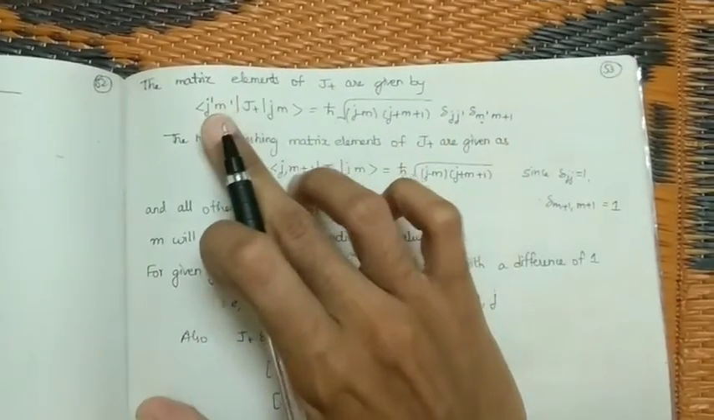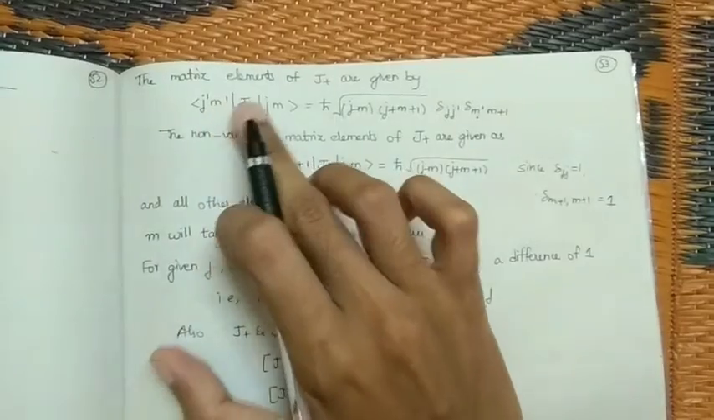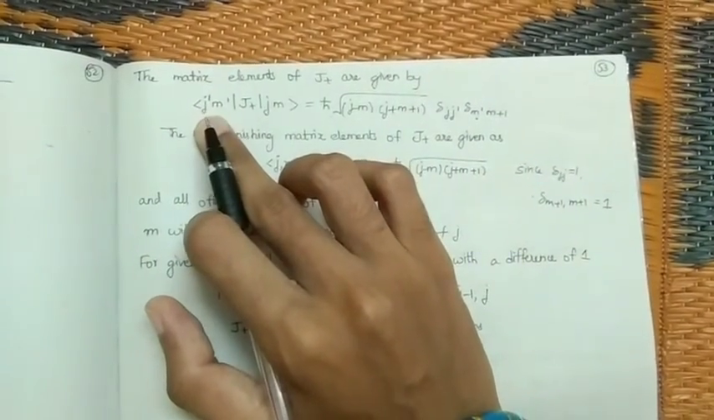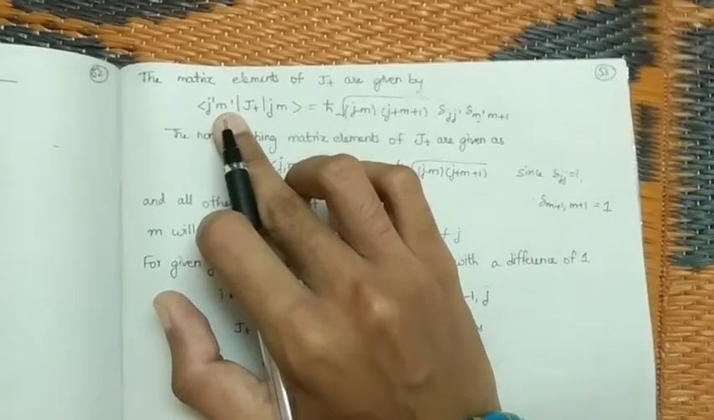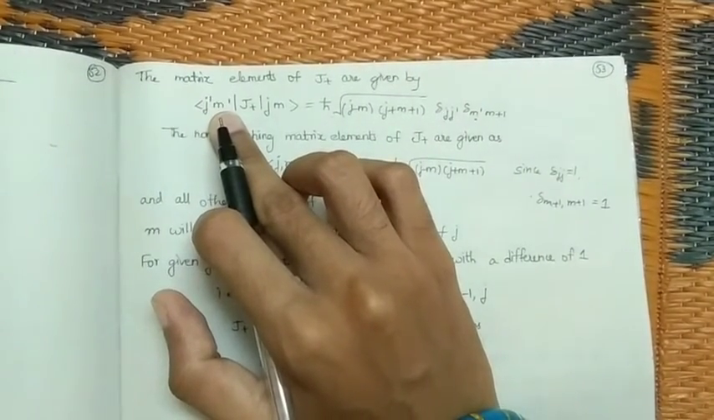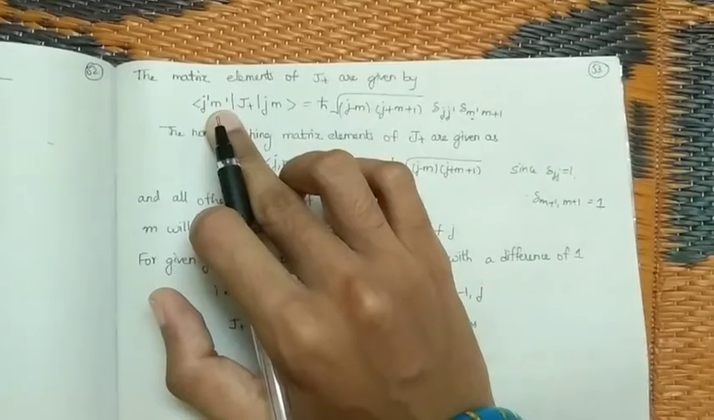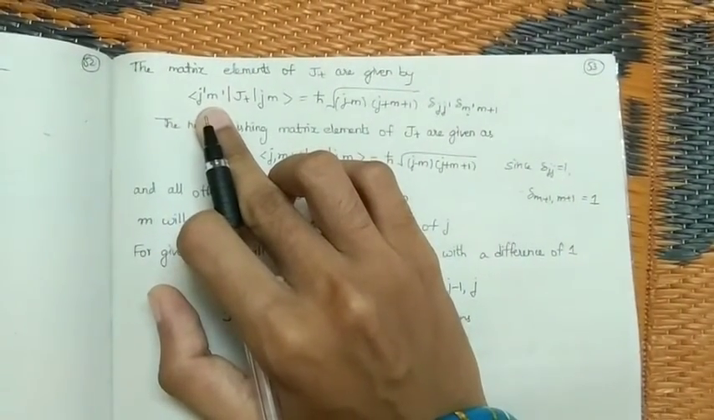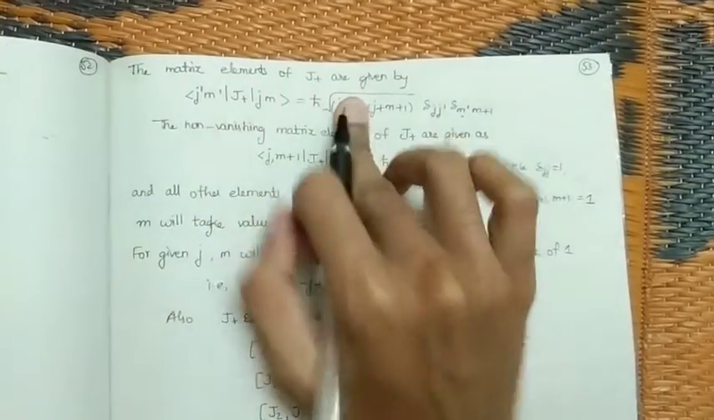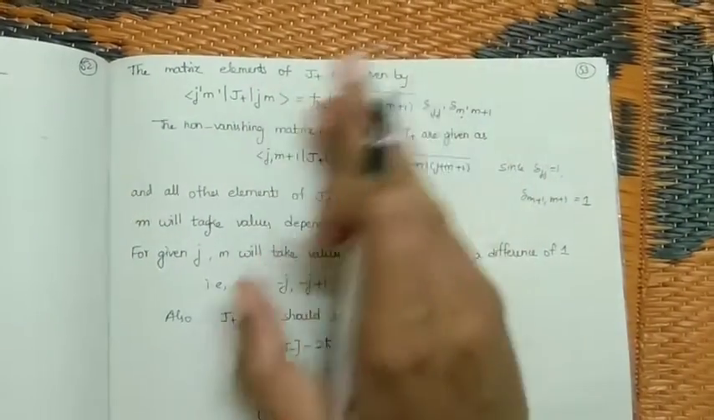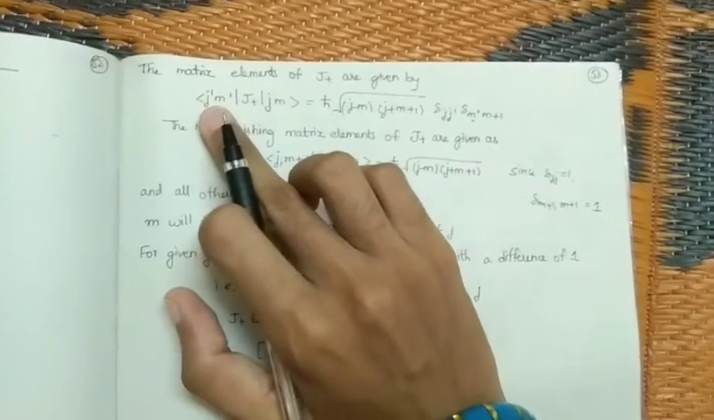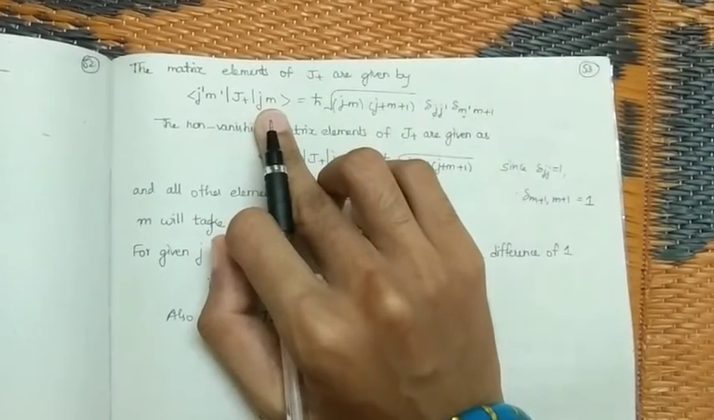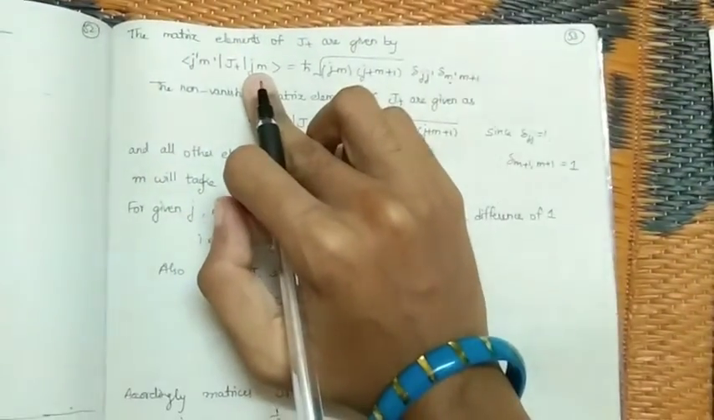Again it is multiplied with the conjugate of the wave function xi of j dash m dash, so its conjugate is xi star of j dash m dash. What we would get finally is, this is a constant term, it would be taken out, the integration of xi star of j dash m dash into xi of j comma m plus 1 d tau.